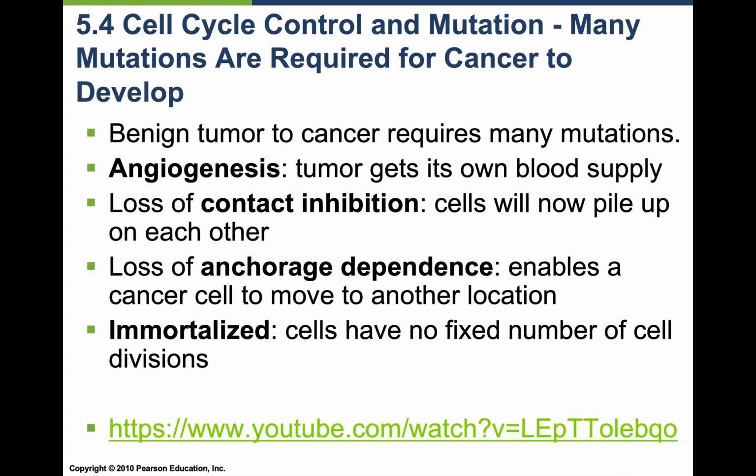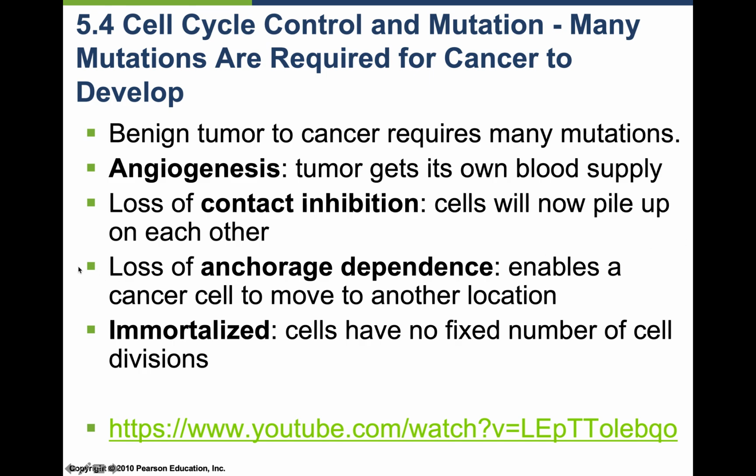So you really need a lot of mutations for cancer to develop. It's not just one, it's usually more than that. And so you have these benign tumors that will essentially require many mutations for them to become cancerous. So here's some steps. Angiogenesis, the tumor gets its own blood supply.